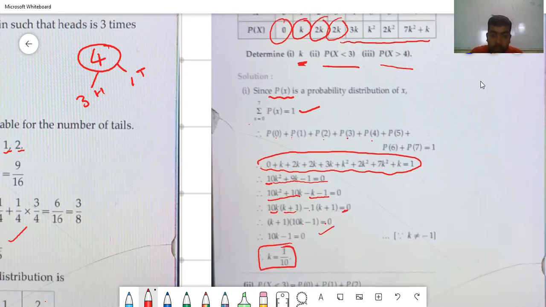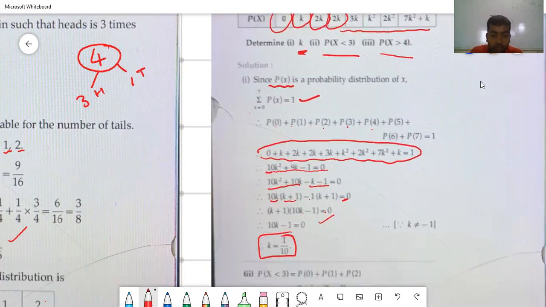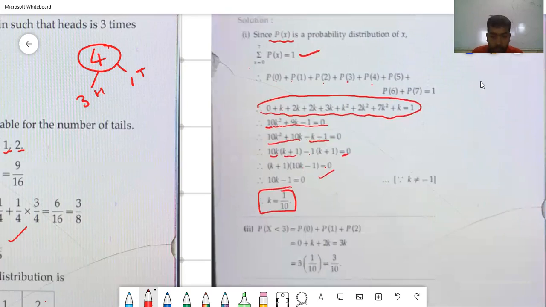Now we can substitute this value in the table. The second term we have to identify is P of x less than 3. So for x equal to 0, x equal to 1 and x equal to 2, adding these three given probabilities, the total is 3k. But k is 1 by 10, so 3 into 1 by 10 gives 3 by 10. So the probability of this term is 3 by 10.